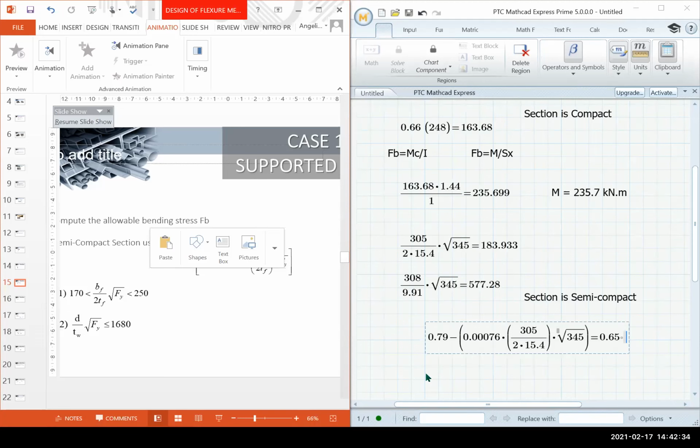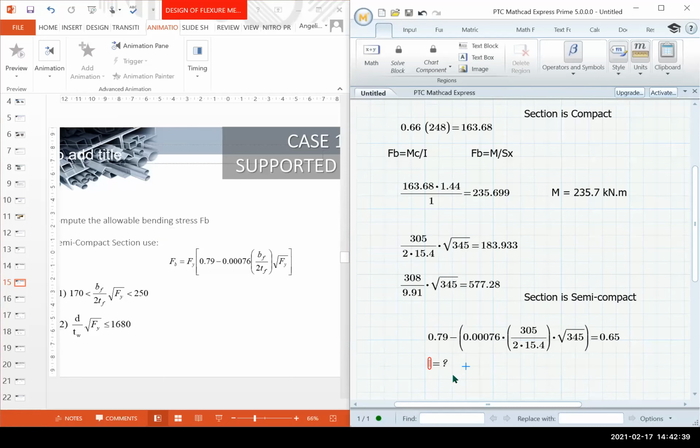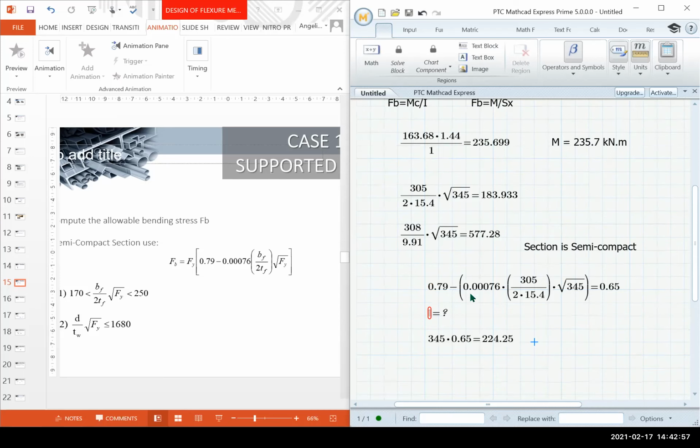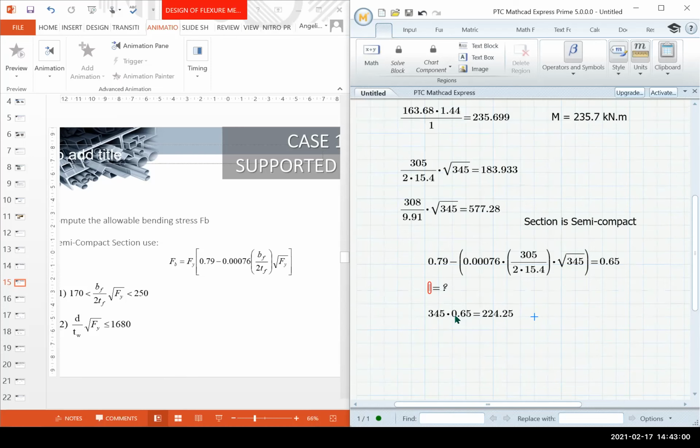So, ang FB natin is equal to FY 345 multiplied by 0.65. So, ang FB natin is 224.45. So, ito na yung FB natin. So, kinumpute ko muna yung nasa loob nitong bracket, which is 0.65 multiplied by your FY. This will give you your FB.